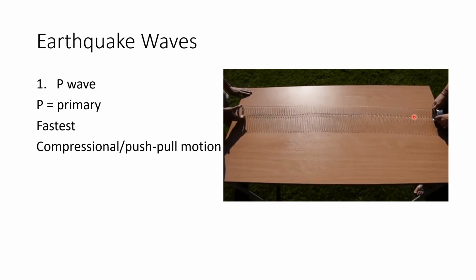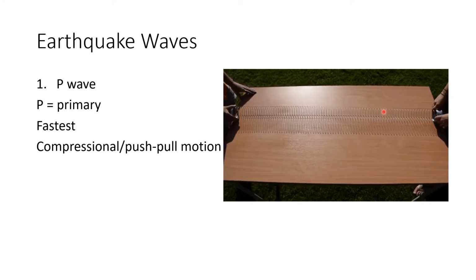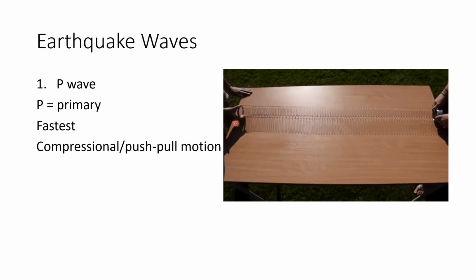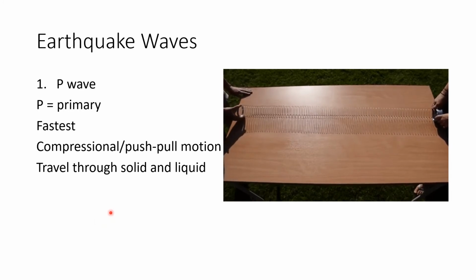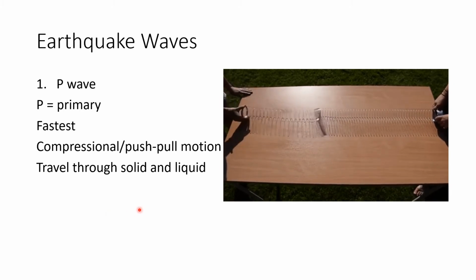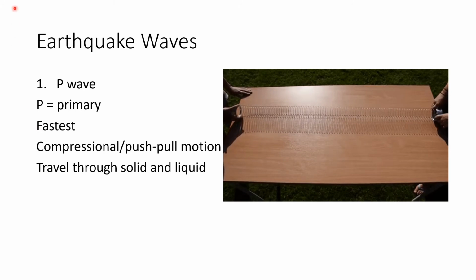Just back and forth. Imagine the slinky is the material of the ground and the waves just moving back and forth, push and pull, compressional motion. P waves can also travel through solids and liquids, so they can travel through solid rock, they can travel through the liquid outer core, they can travel through water. This is not true for all types of earthquake waves.